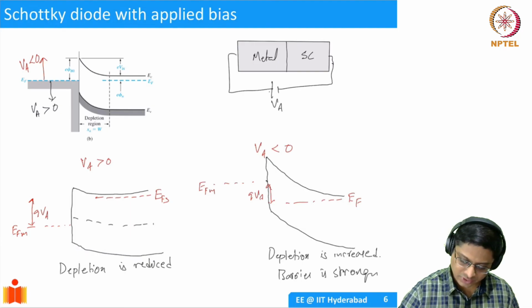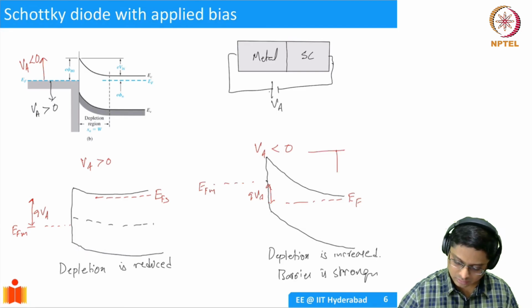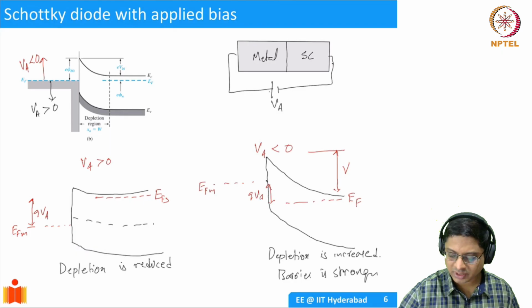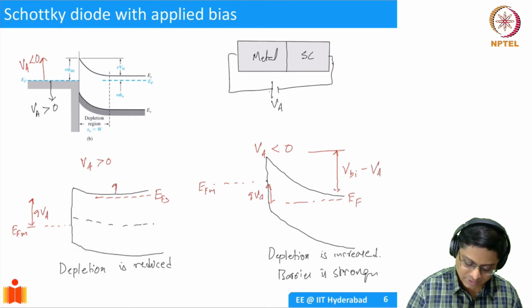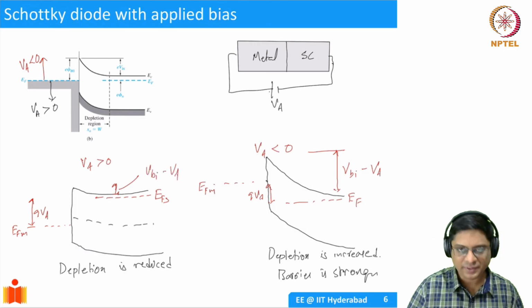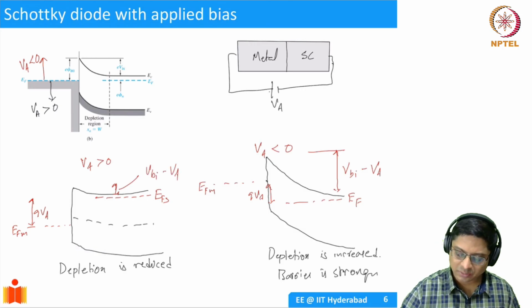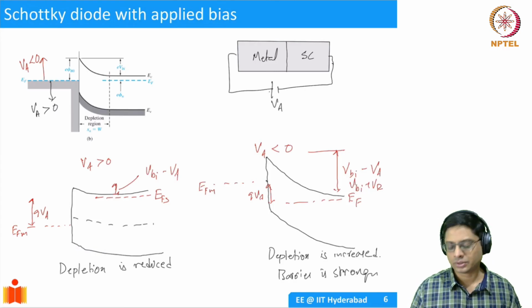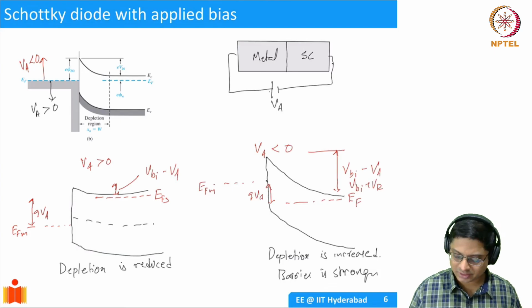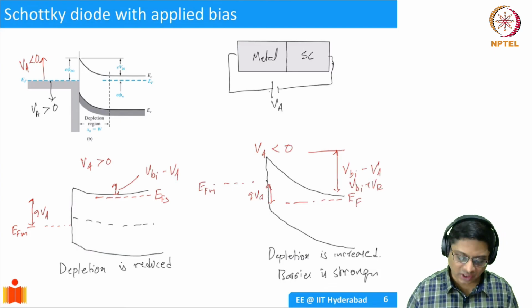The built-in potential was essentially this distance. This is VBI plus, now in this case, VA. We applied a voltage, but it is negative, so the whole thing increased. Here, still the same thing: you have VBI minus VA, but VA is positive, so the barrier reduced. Now if you apply negative voltage, this becomes VBI plus VR, if you represent VA as minus VR, the reverse bias voltage. So the barrier is increased now. This is how the bands will change.